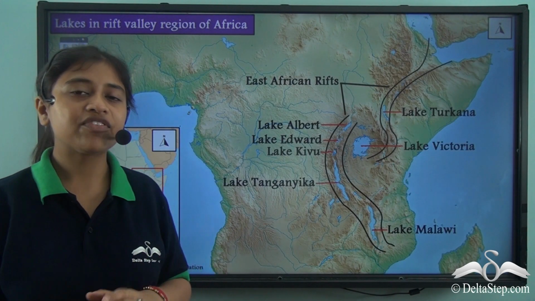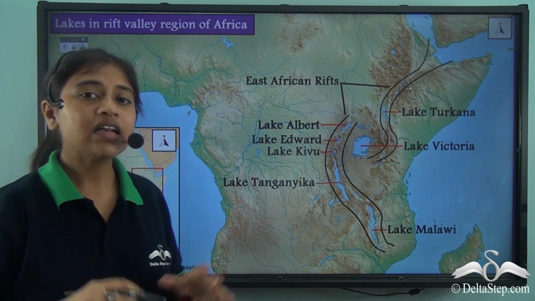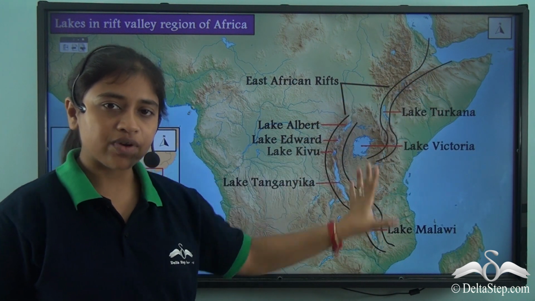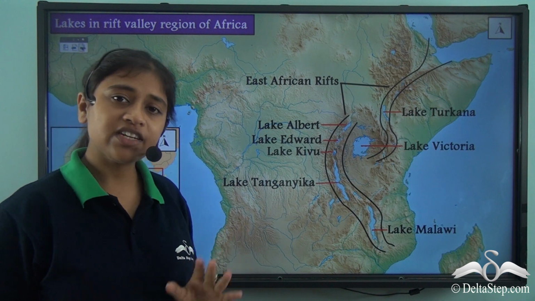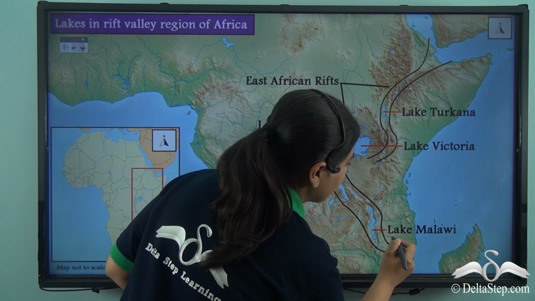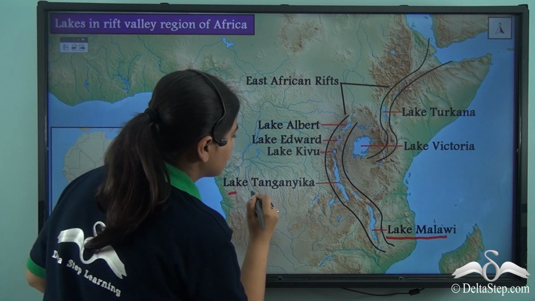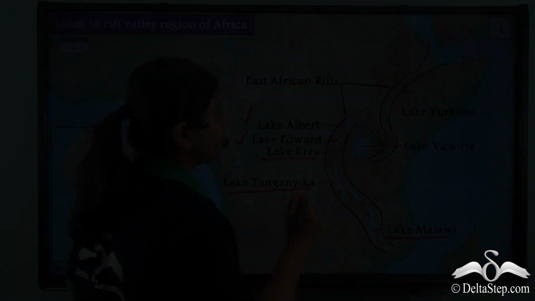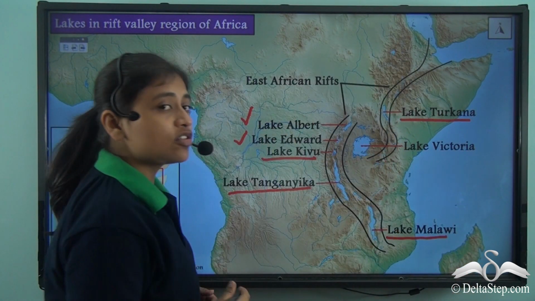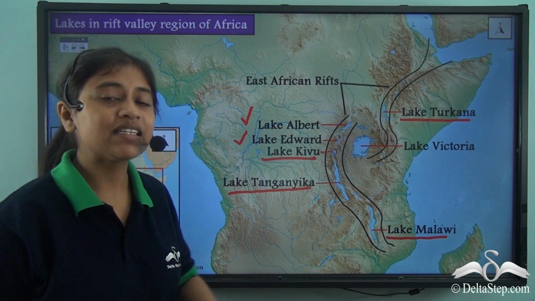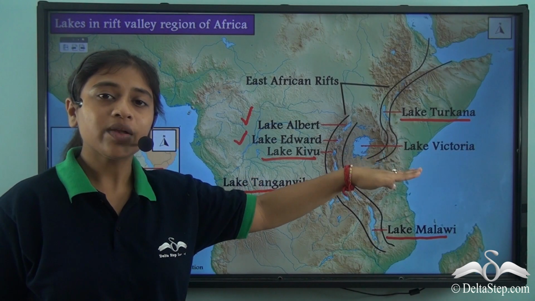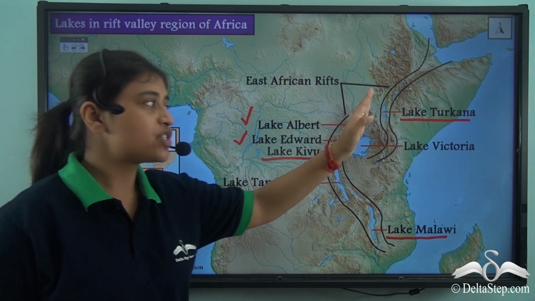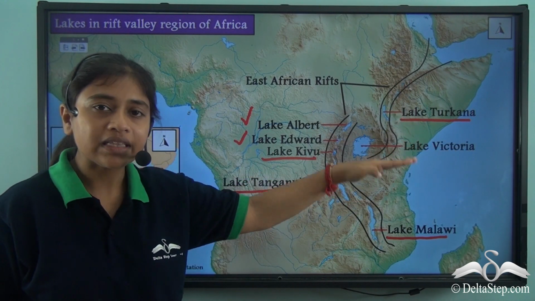Now, in the East African Rift Valley region, we have a number of lakes. We can see that a number of lakes are present in the two depressions of the East African Rift Valley region. These lakes are Lake Malawi, Lake Tanganyika, Lake Kivu, Lake Edward, Lake Albert, Lake Turkana, and we also have another significant lake here, Lake Victoria, which, as we can see, is not present within the Rift Valley region. It clearly falls between the two depressions and not within the depression.